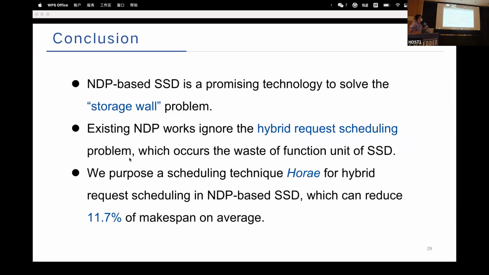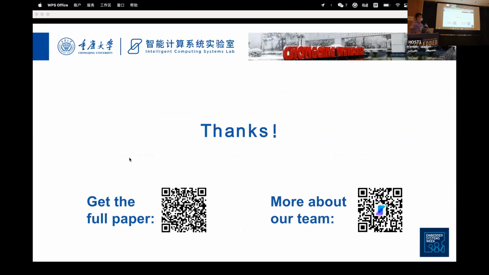So let me give a conclusion. NDP-based SSD is a promising technology to solve storage problems. Existing NDP works ignore hybrid request scheduling. So we propose a scheduling technique for hybrid request scheduling that can reduce the makespan by 11% on average. So that's all of my presentation.